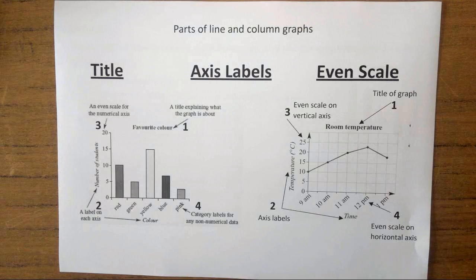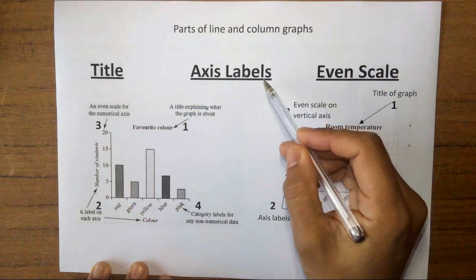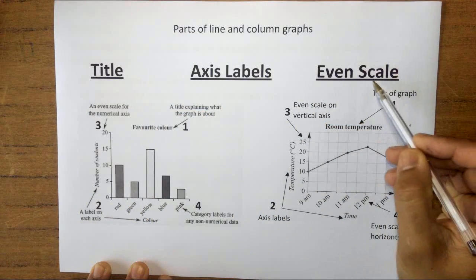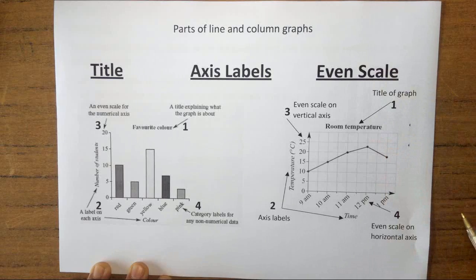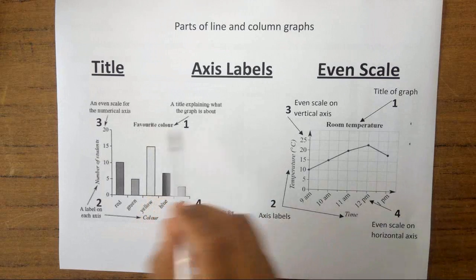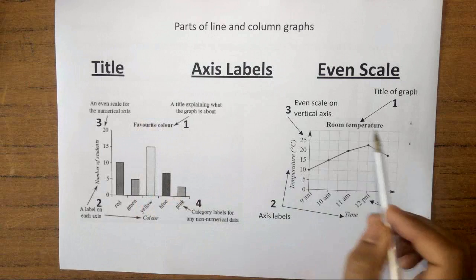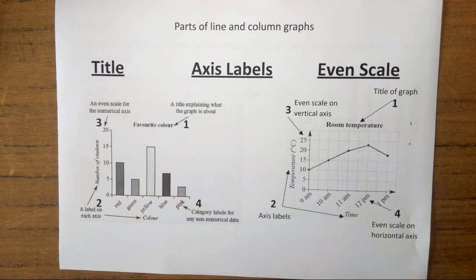Line and column graphs, although they look quite different, have similar parts to them. They each have a title, they each have axes labels, and they should each also have an even scale on the side. So what do I mean by this? Your title is always in the centre of the graph. In this case we're looking at the favourite colour of a number of students or the room temperature.